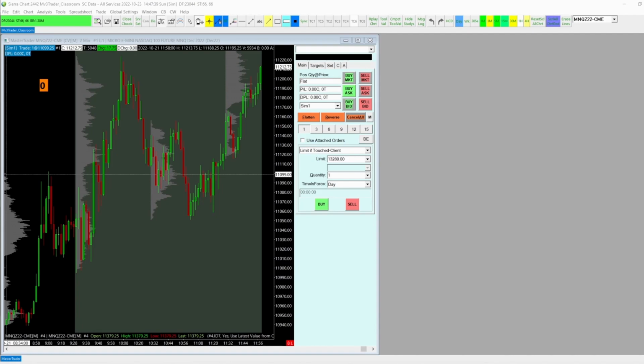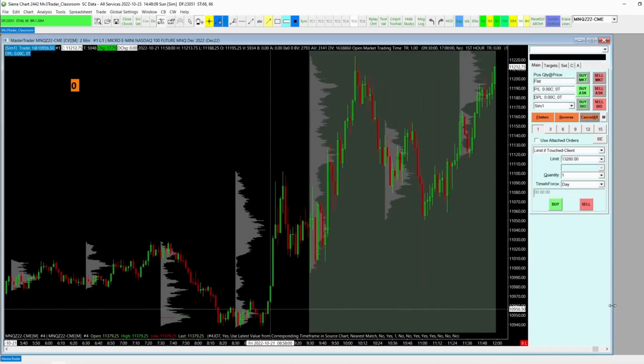So in this example, I have a $50 per trade loss that I'm most comfortable with, okay? That's going to tell me I'm going to be trading the micros. And for this example, I'm going to use the micros in NQ. I'm going to open that up a little bit.